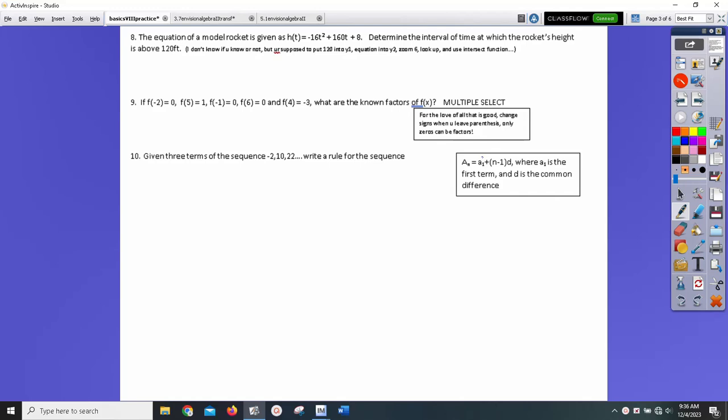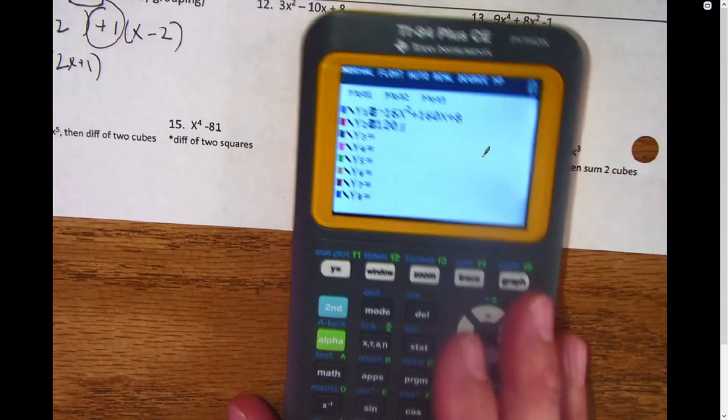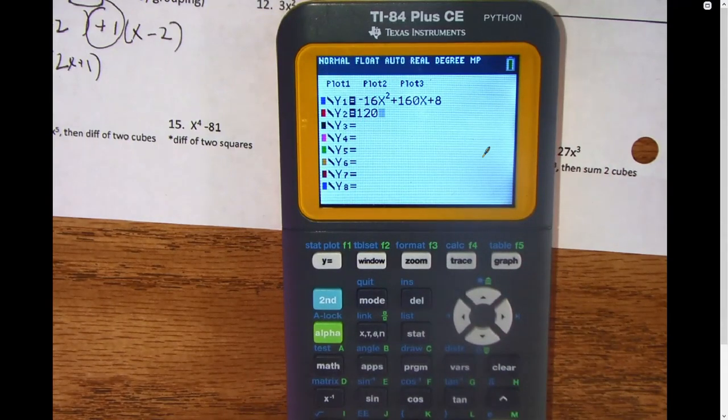And the goal here is to determine the interval of time at which the rocket's height is above 120 feet. And I even tell you how to do that. It says put 120 in Y2 or Y1, blah, blah. I did it backwards on my calculator. Anyways, you put the equation that's given in either Y1 or Y2, and then you put the other number in Y1. So that's what I did.